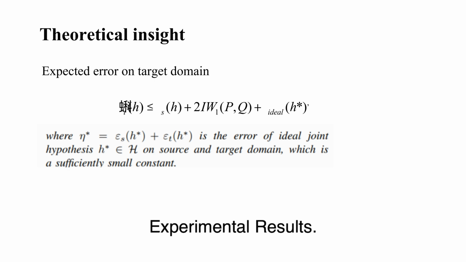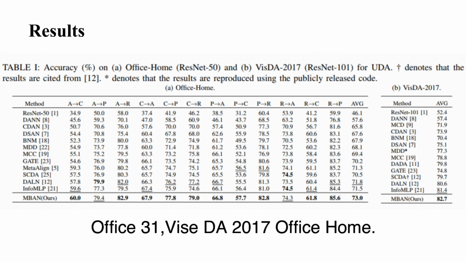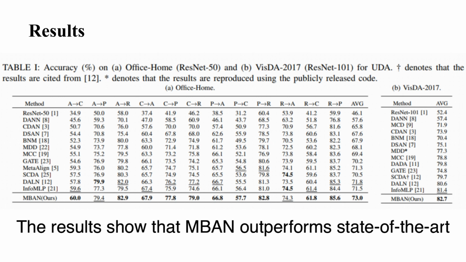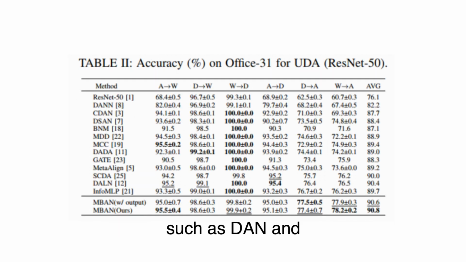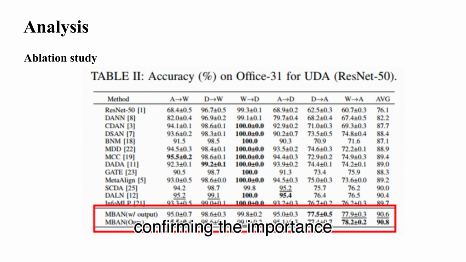Experimental results. We conduct experiments on several benchmark datasets, including Office-31, VisDA-2017, and Office-Home. The results show that MBAN outperforms state-of-the-art, SOTA, methods such as DAN and DALN across all datasets. In our ablation study, we can clearly see that MBAN is superior to MBAN without the queue, confirming the importance and effectiveness of caching features.